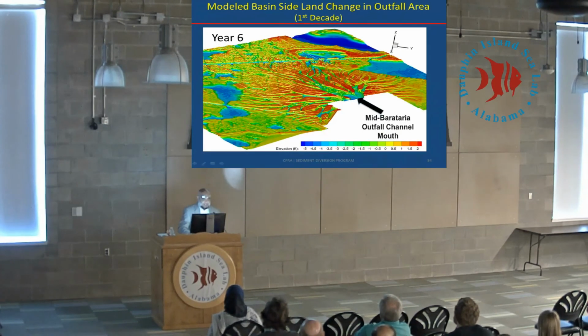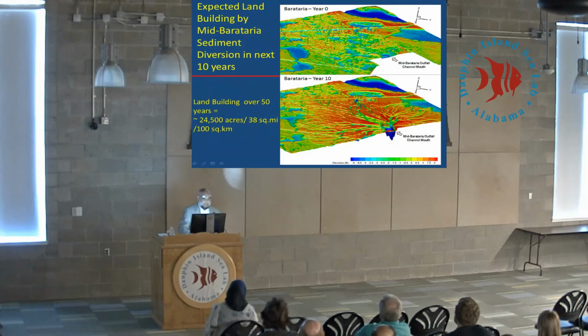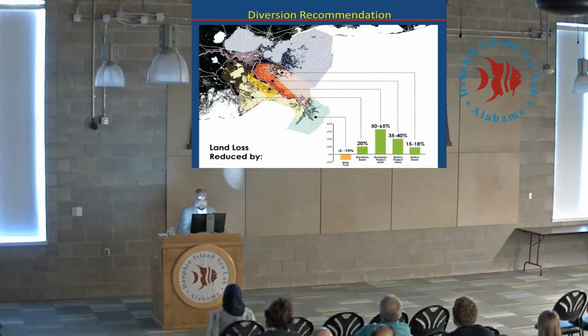And if you look at that, either year 0 and year 6, the red is the land you're building. And then if you look at these two diagrams, you can see within 10 years what difference you will make. All the red are here, which are the land. So this is how we expect and we model and we are predicting that the land will be built. So this is the recommendation of the sediment recommendation.